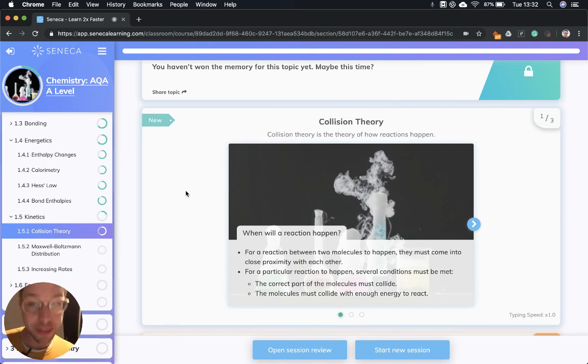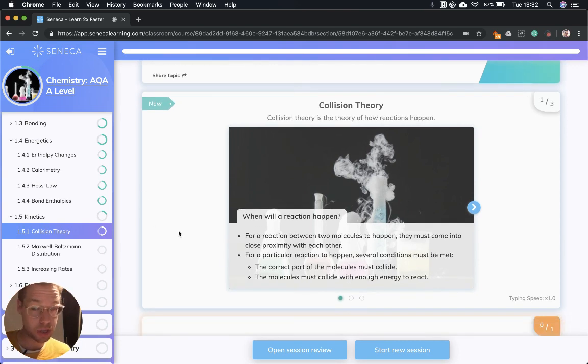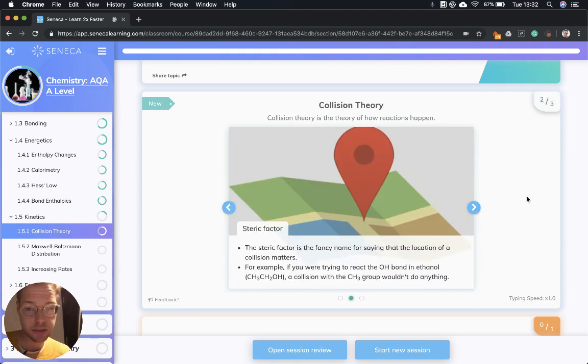Let's dive into the theory. So, collision theory is the theory of how reactions happen. When will a reaction happen? Well, for a reaction between two molecules to happen, they must come into close proximity with each other. For a particular reaction to happen, several conditions must be met. The correct part of the molecules must collide, and the molecules must collide with enough energy to react.